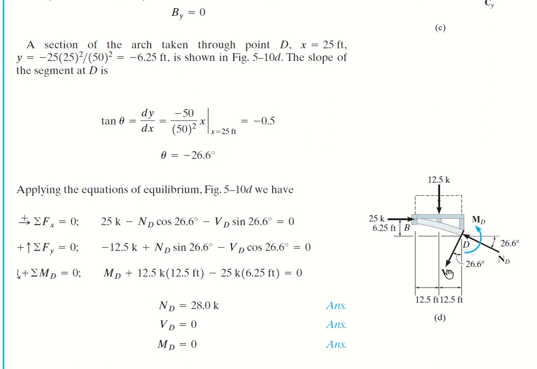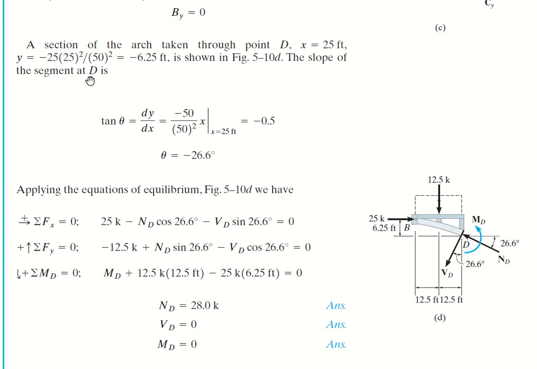This is your point D, this is your point B, and from B to D the entire length is 25 feet. So multiply this UDL with 25 and your equivalent point load will be 12.5 kip. This is applied at 12.5 feet, at the middle of this segment.